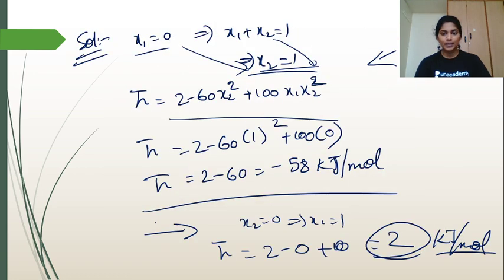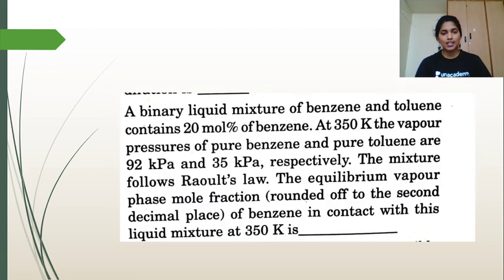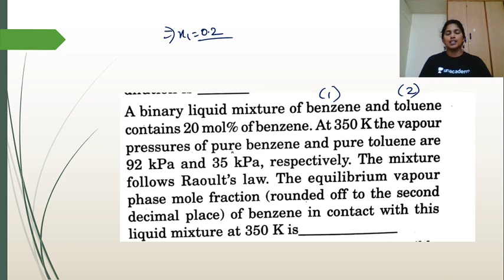No doubts, right? So let us get into the next question. We have a binary liquid mixture of benzene and toluene. These are two different components, and it contains 20 mole percentage of benzene. Means this liquid mixture consists of 20 mole percentage of benzene. So it is indirectly giving the information of mole fraction, right? So x1 is equal to 0.2, and benzene should be 1 and toluene should be the second component.